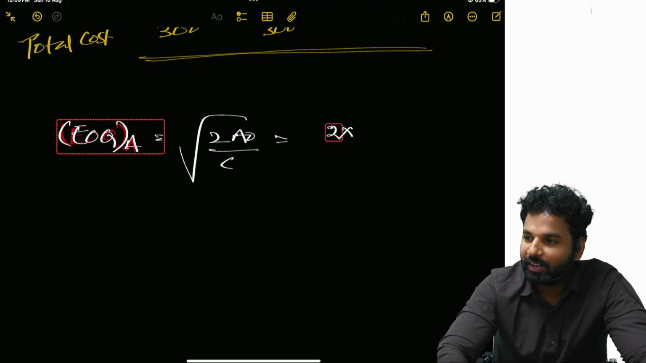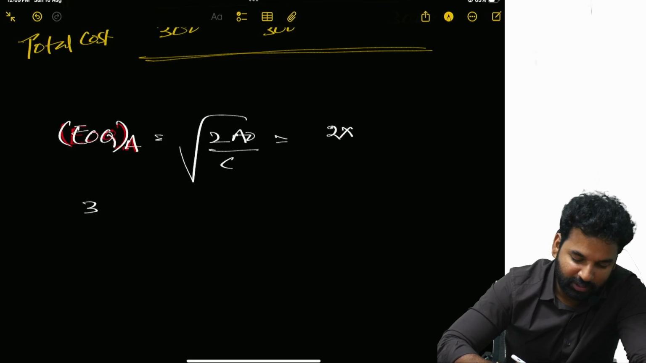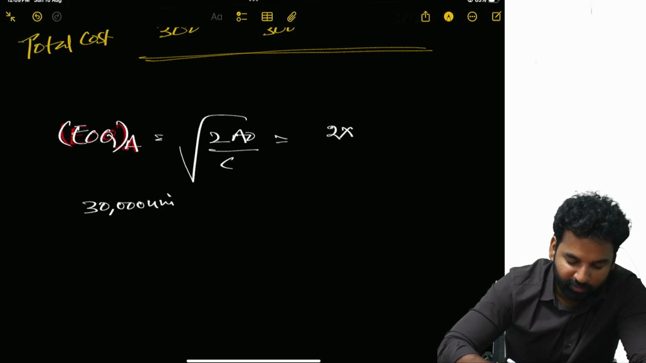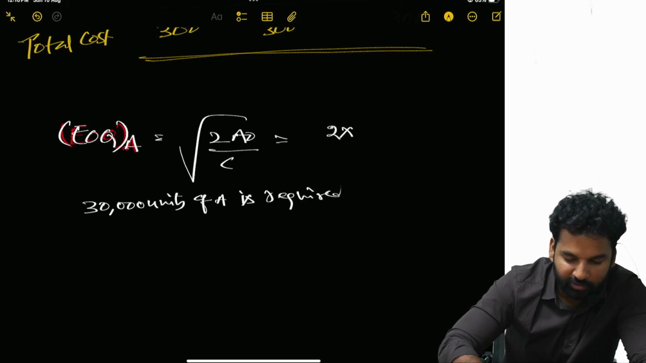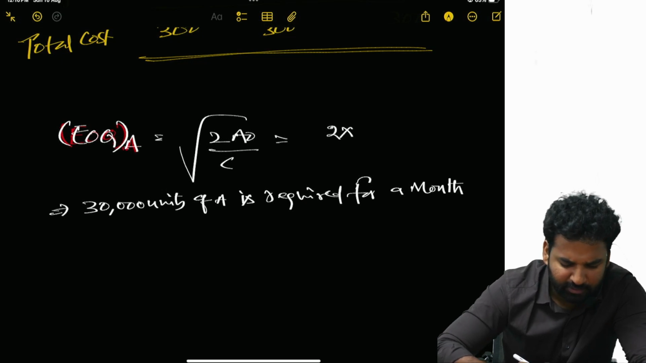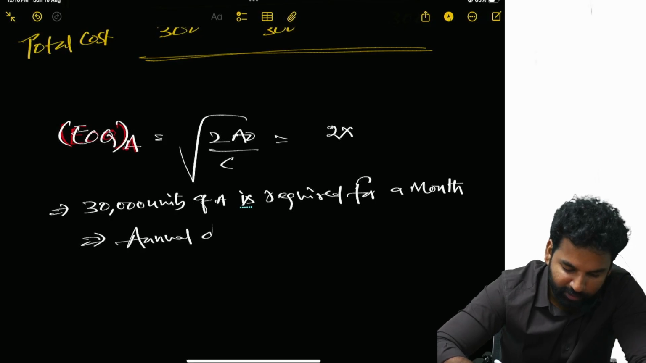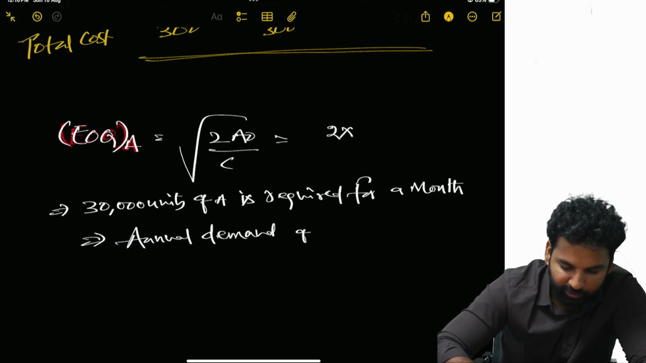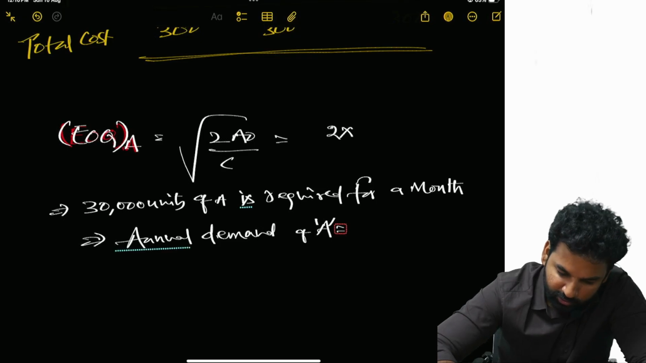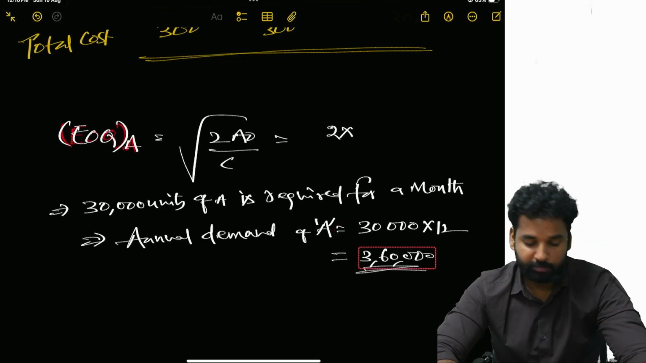Annual demand. So 30,000 units of A is required for a month. Is this correct? So that implies the annual demand of A is equal to how much? 30,000 into 12, which is 3,60,000. Is this okay? Right? Okay.